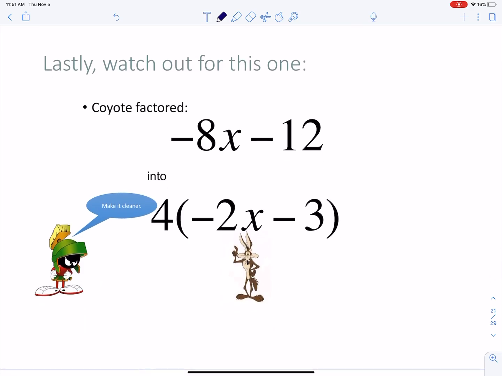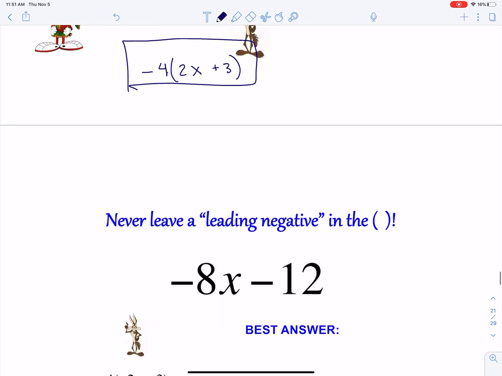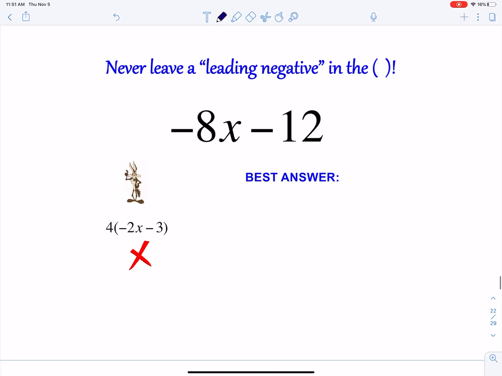Last one you're watching is that when you have a negative on the outside, it's so important to actually pull this negative out to our front GCF term. So this should actually be negative 4 times 2x plus 3. This is our correct answer here with the negative as part of our GCF. This is just what we said here. Best answer like we did before, negative 4 times 2x plus 3.